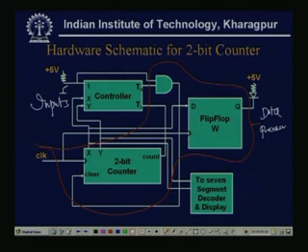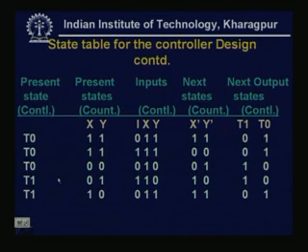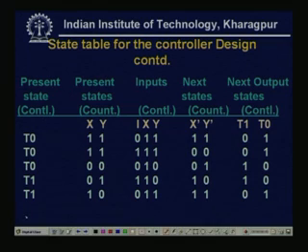Now, if we see the state table for the controller design, then there will be present state for controller, CONTL means controller and COUNT means counter. So, present state controller, present state counter, inputs controller, next state counter and next output states.